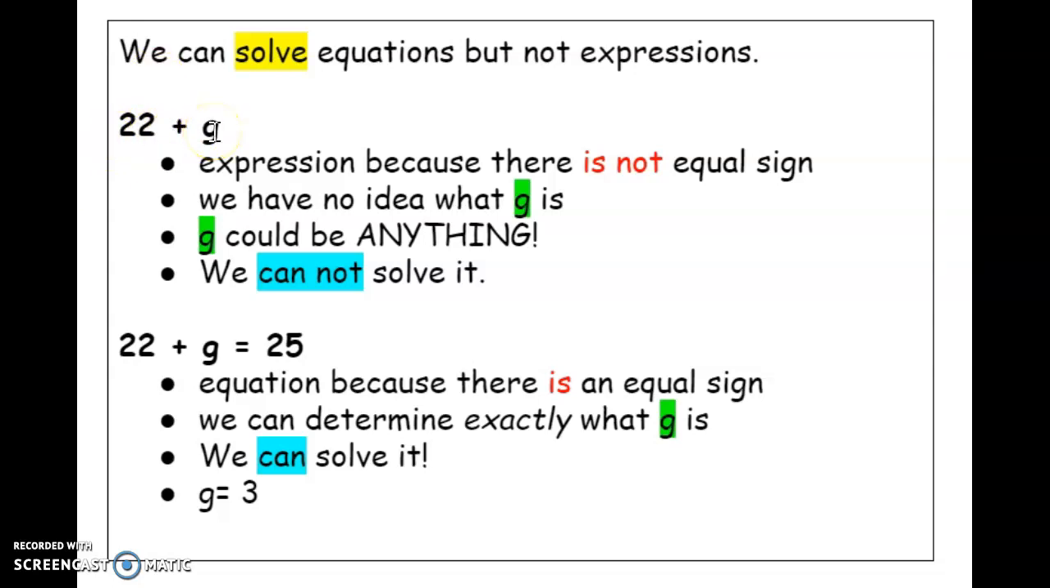22 plus g. This is an expression because there is not an equal sign. We have no idea what g is. g could be anything, and we can't solve it because there's no equal sign.